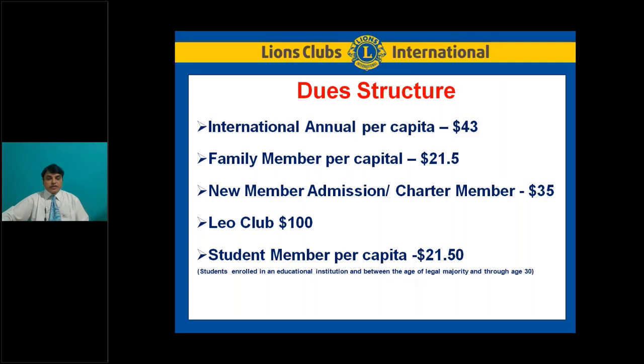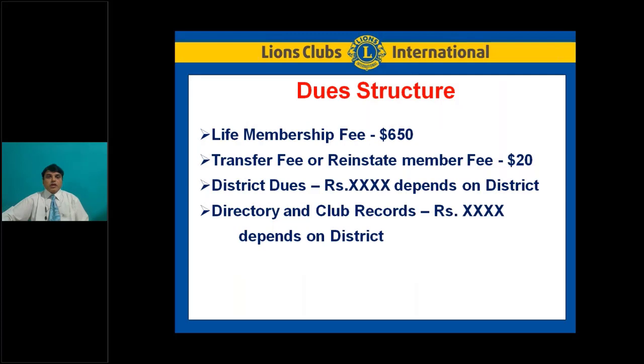You need to show a bona fide certificate, and at the same time one institution letter stating that the student is studying at that institution. Apart from that, you need to give proof of age, for example the Aadhaar card, our unique ID, can be shown as age proof. And coming to the life membership fee, they will be charged $650.